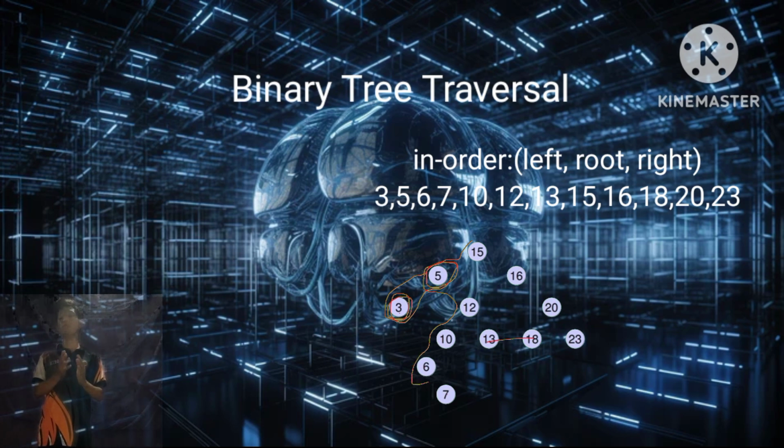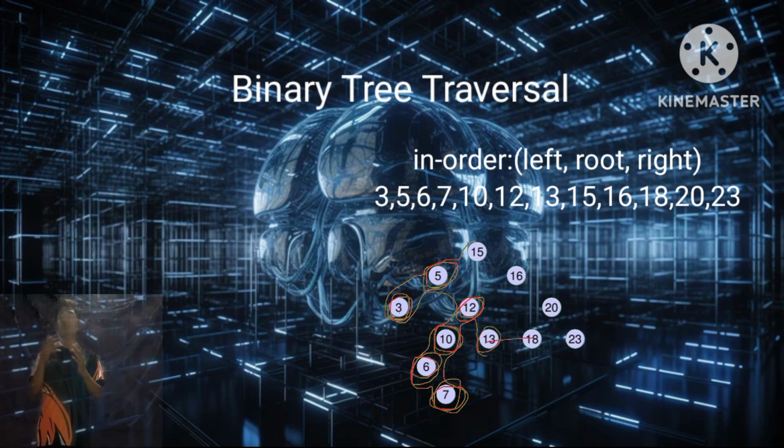See 6, so we will print the 6, and then it has no left, then we will go to its right. So 7, we will print the 7, and then we will go back to the top, and then the 10 is visited second time, so we will print the 10, and then we will go to 12. So 12 is visited second time, we will print the 12, and then we will go to its right.